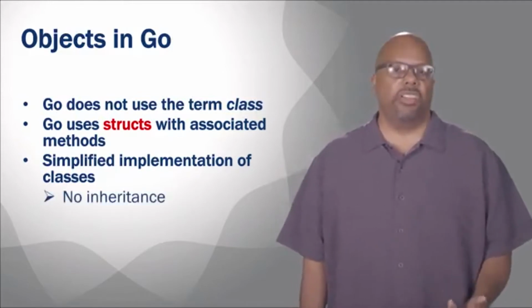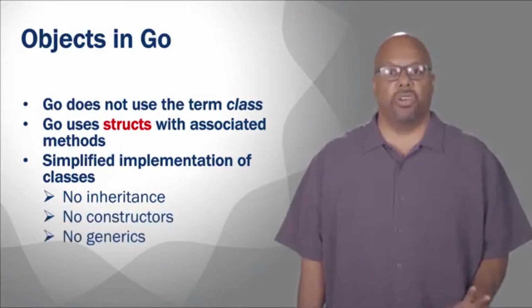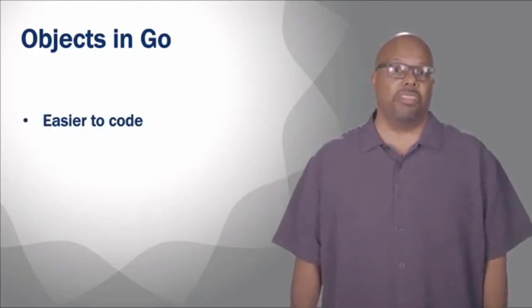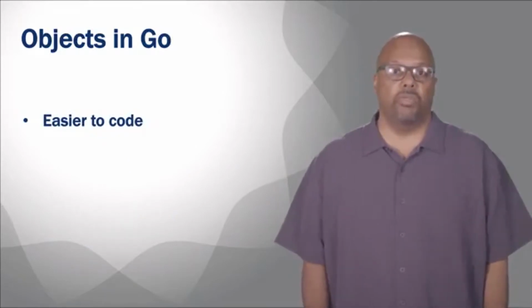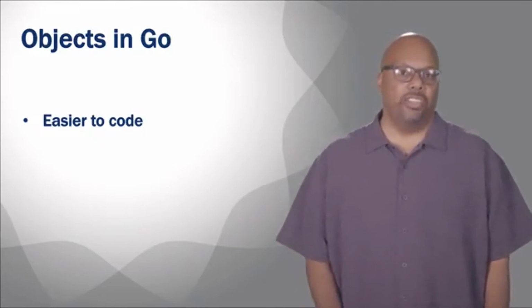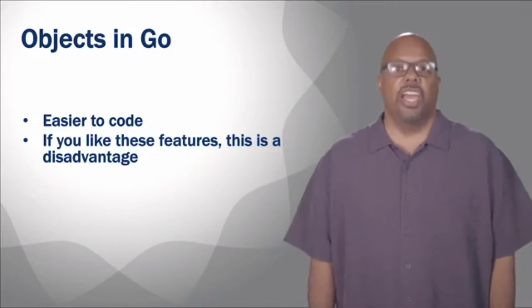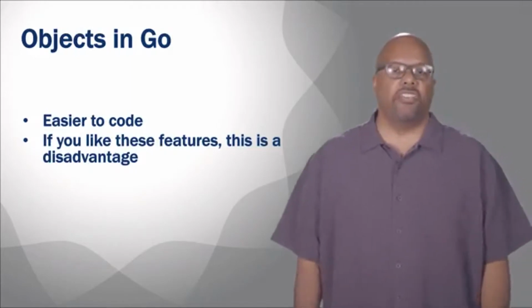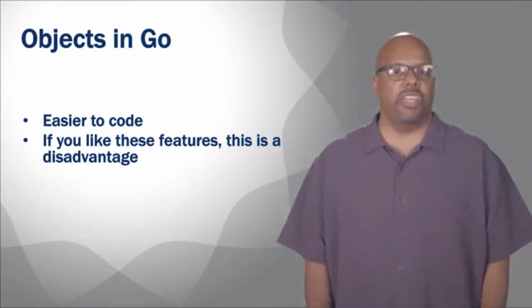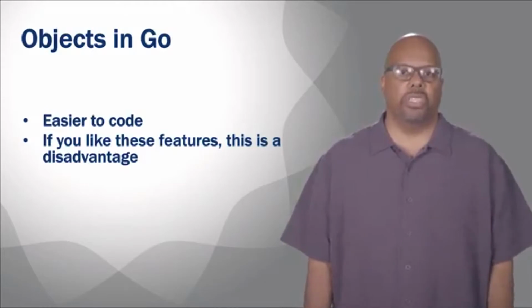So you don't have inheritance, you don't have constructors, and you don't have generics. None of those. Now, one can argue this makes it easier to code. Also, it makes it efficient to run, so it typically runs faster. But it can make it easier to code unless you like those features. Now, if you like inheritance and generics and constructors, then you could see this as a disadvantage. But Go has objects, but is different than a traditional object-oriented implementation. It's sort of a leaner object-oriented implementation.